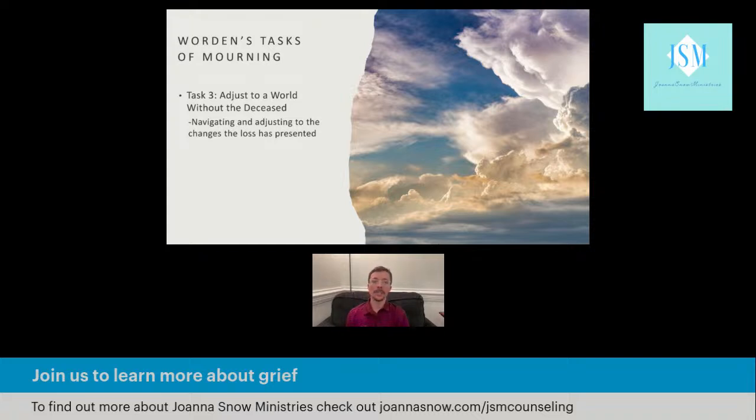So, this is again kind of coming to terms with the loss that has happened. In particular, it says adjusting to a world without the deceased, but again, we could put other things in here, like losing a job, or losing something else important to you. It's navigating and adjusting to the changes the loss has presented. Folks, there is just no doubt that when you lose a loved one, when you lose a job, when you lose some type of object like your home or something like that, it's going to present a lot of changes, right?